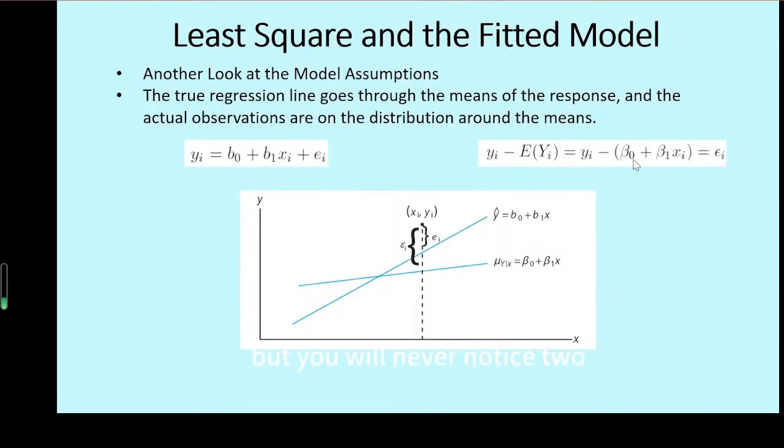But we never know these two parameters. So in this figure, you can see epsilon is the observed value minus mu y|x equals beta 0 plus beta 1 times x. And the error term ei is the difference between the observed value and the fitted value from estimation, right? So b0 and b1 here are the estimated parameters.